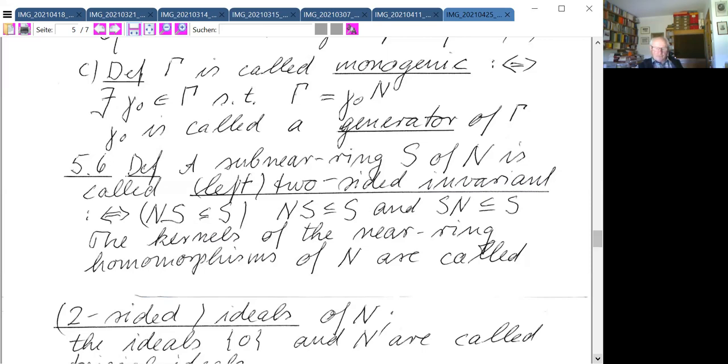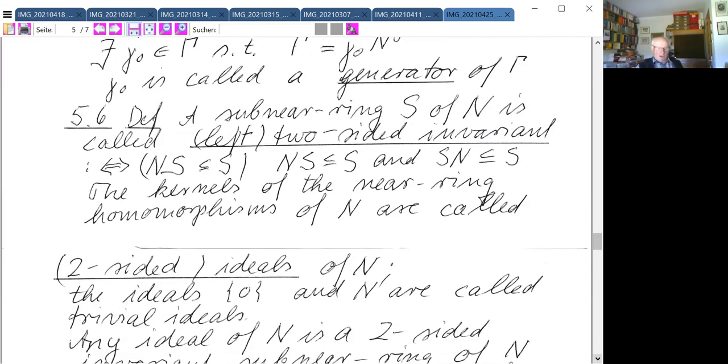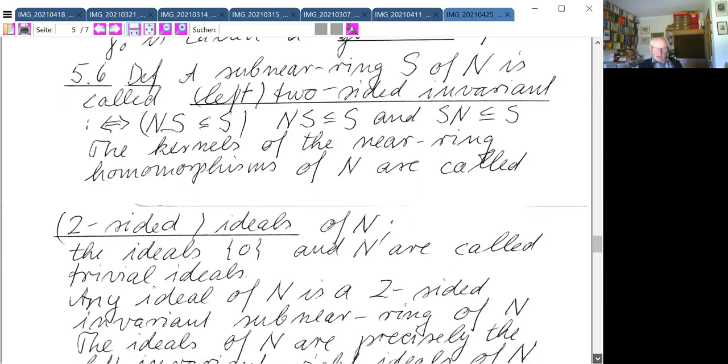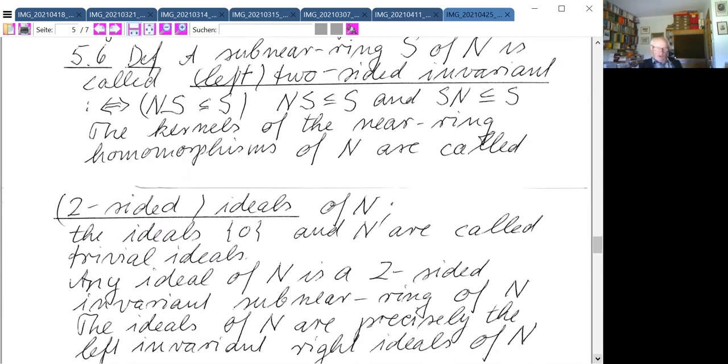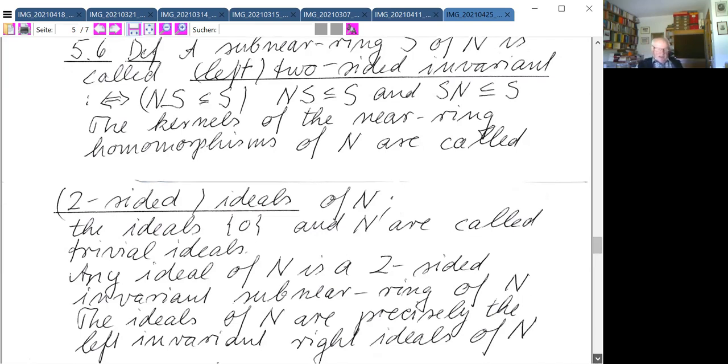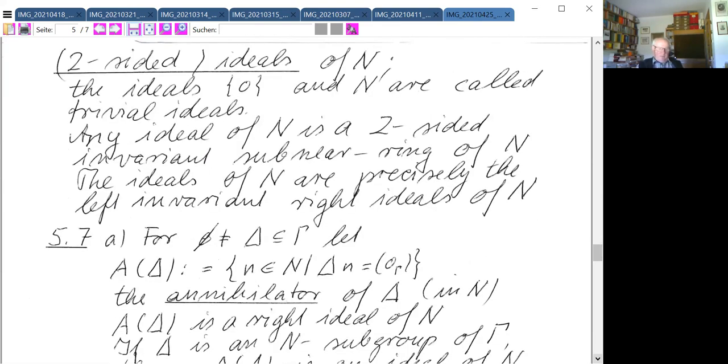This is just a word. The kernels of the nearring homomorphisms of N, nearring homomorphisms, not nearring module homomorphisms, are called two-sided ideals. The ideals 0 and N are called trivial ideals. Any ideal of N is a two-sided invariant subnearring of N, and the ideals of N are precisely the left invariant right ideals of N.